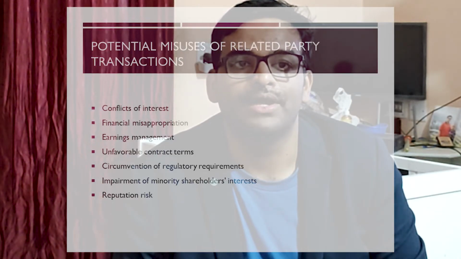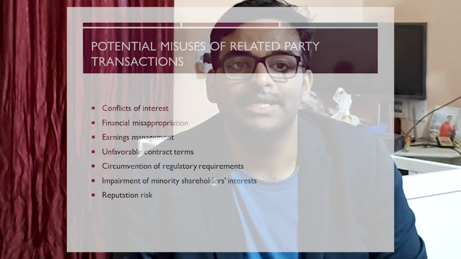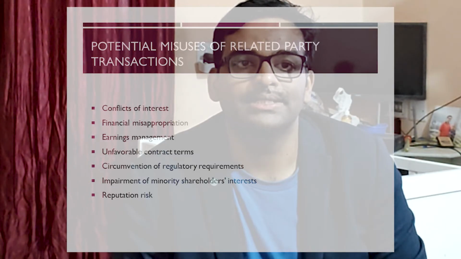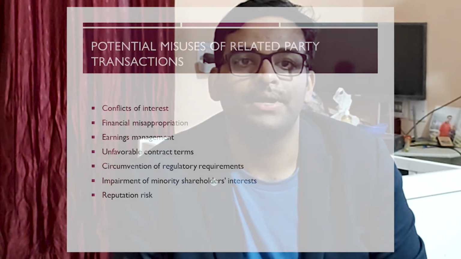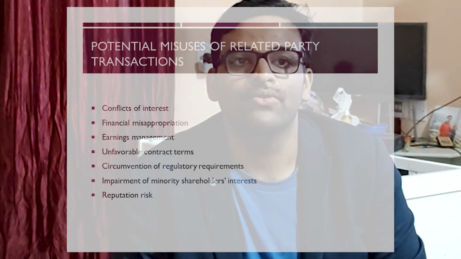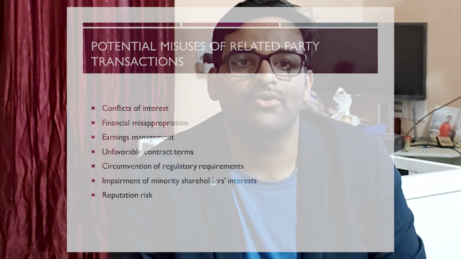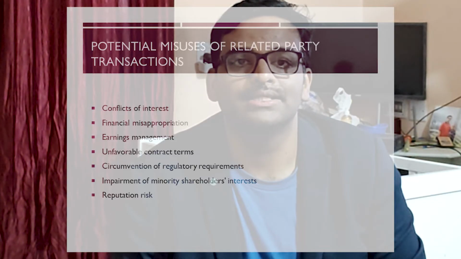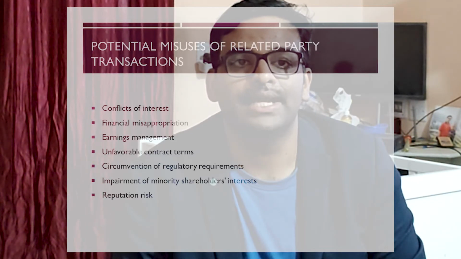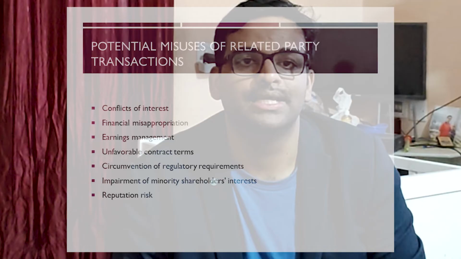Circumvention of regulatory requirements. Bypassing tender process: related parties can be awarded contracts without following competitive bidding processes, leading to inefficiency and higher cost. Non-compliance with governance standards: bypassing internal controls and governance standards to favor related parties can lead to regulatory non-compliance.